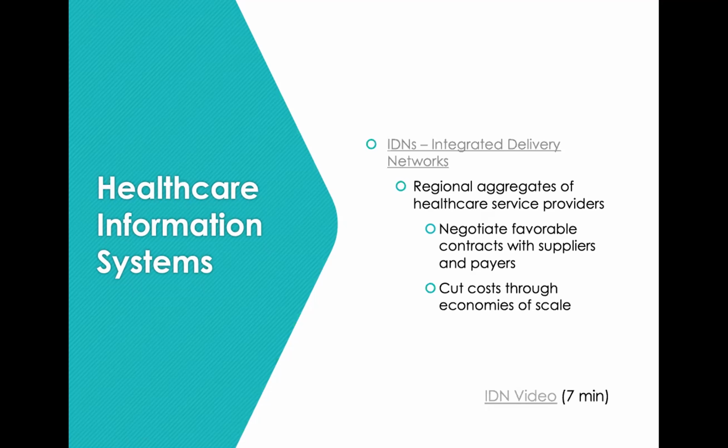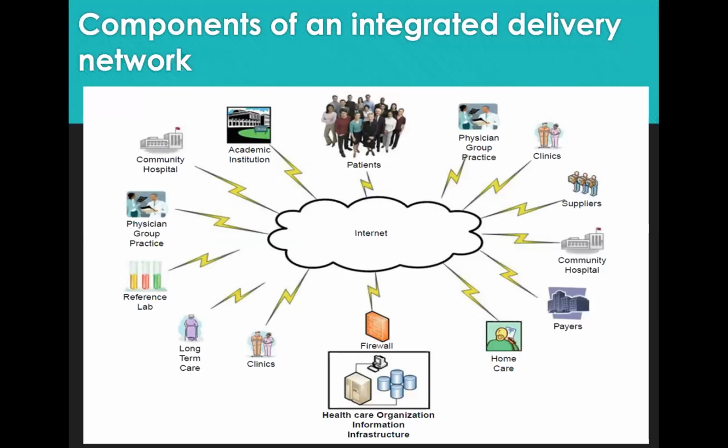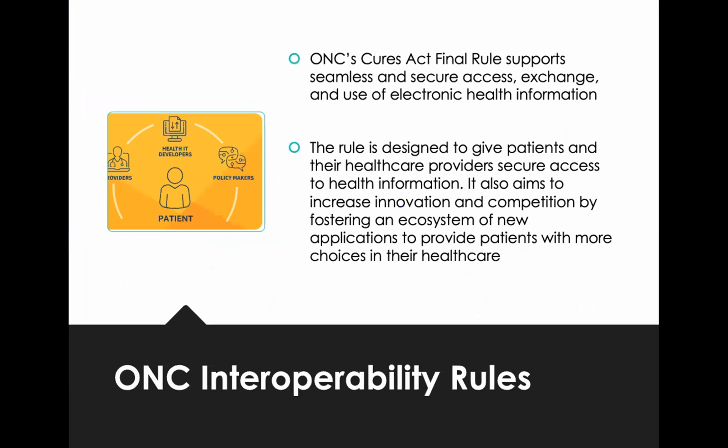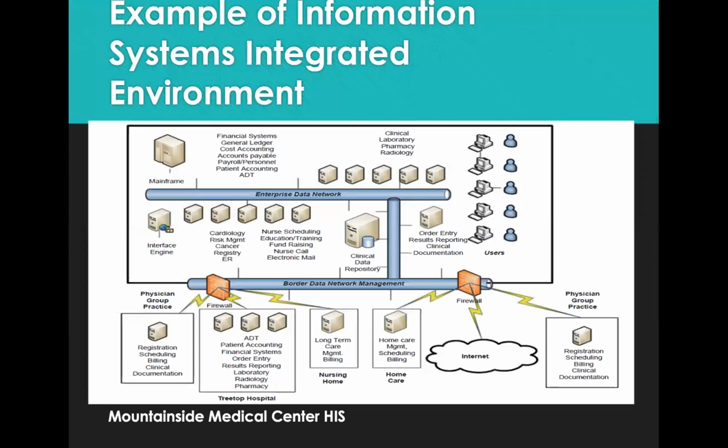And so the question is, if you have an integrated delivery network, going back to the whole picture, there has to be some way to easily share that patient record, that patient information. And what allows us to do that? The healthcare information system, right? And it helps them to cut their costs, right? Economies of scale is what's mentioned here, okay?